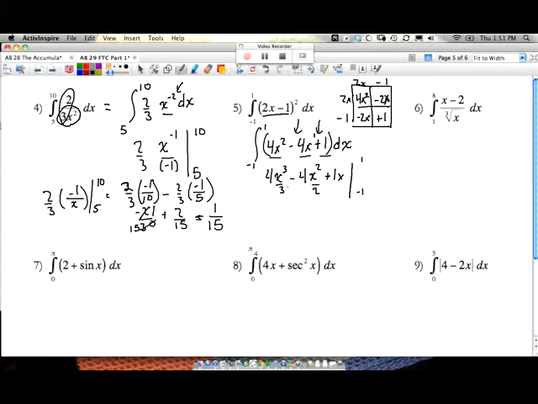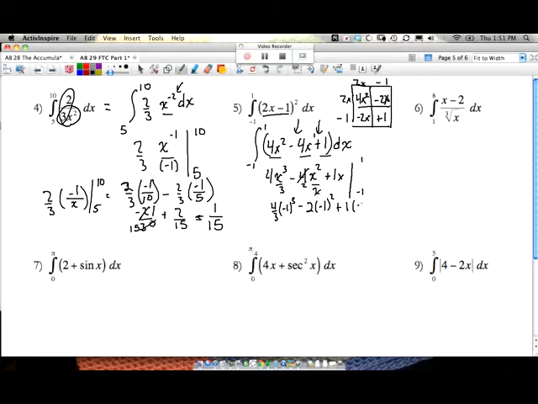So I'm going to have 4/3 times negative 1 cubed minus 4 times negative, or 4 halves. What's that really? That would be 2 over 1. So I guess I could simplify that. Let's do that. So this is 2 times negative 1 squared. And then for the next one, we got plus 1 times negative 1.